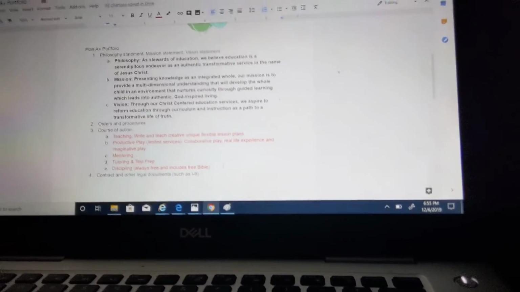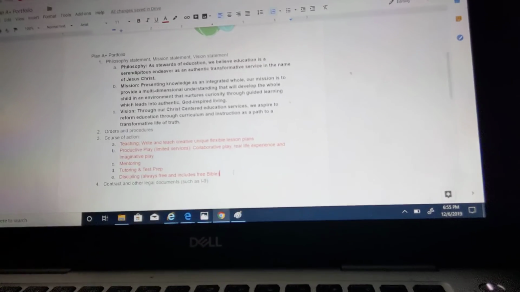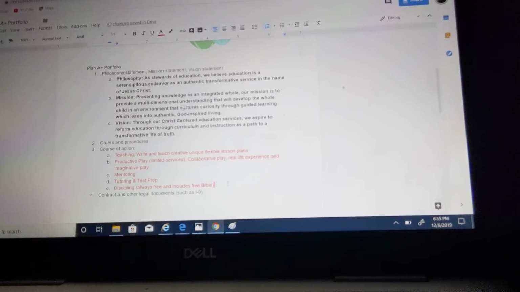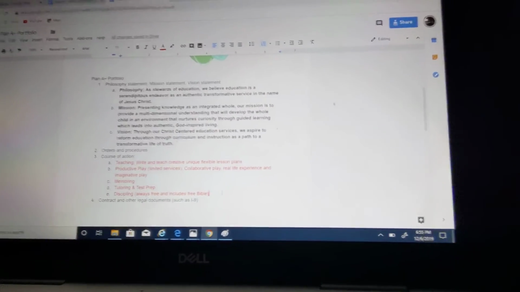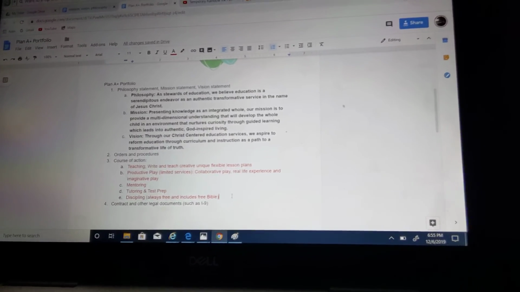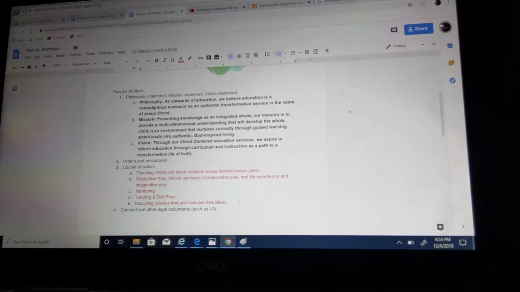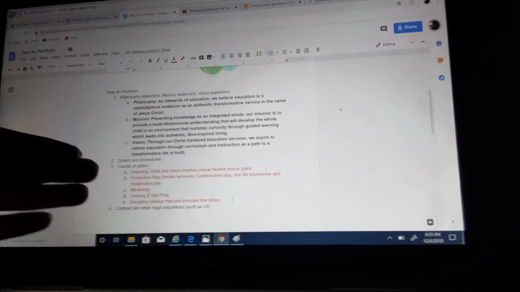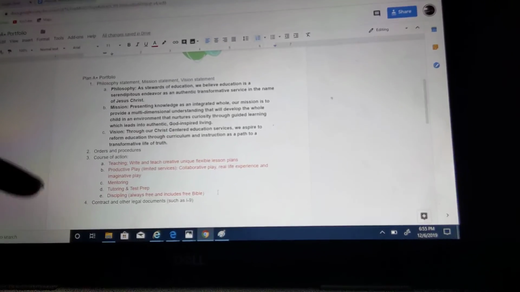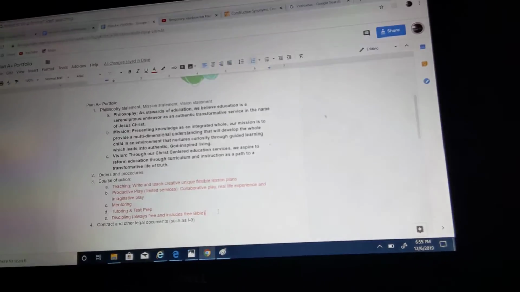Tutoring and test prep. Okay. And then the last one is discipling, which is really like all of these, but kind of wrapped up into one. And it always involves the Bible. It will always be present. Although as Christians, we should have the Bible in our heart. We should have God's law in our heart. We should have the gospel in our heart. We should always have that with us, and it should be able to bleed into all those things. But with discipling, it is more overt.